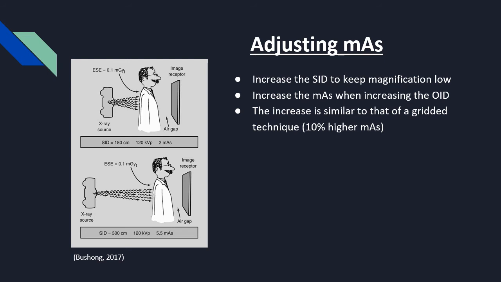Despite an increase in mAs due to the increase in SID, the dose to the patient is still relatively the same when trying to maintain a uniform density. Therefore, increasing the source to image receptor distance to 300 centimeters from 180 centimeters improves spatial resolution with no increase in patient dose.